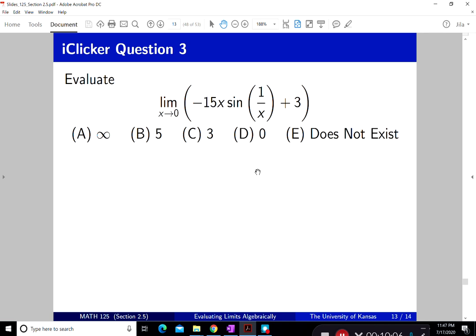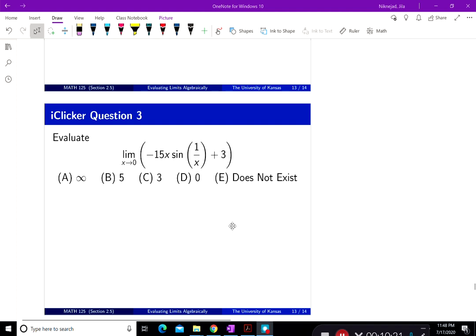Now, I click here, question 3. Find the limit of negative 15x sine of 1 over x plus 3 as x approaches 0. I hope you paused the video and thought about this. Again, the part that is going to wiggle around a lot is sine of 1 over x, which multiplies x. And so I have to find two functions that squeeze this in between them.